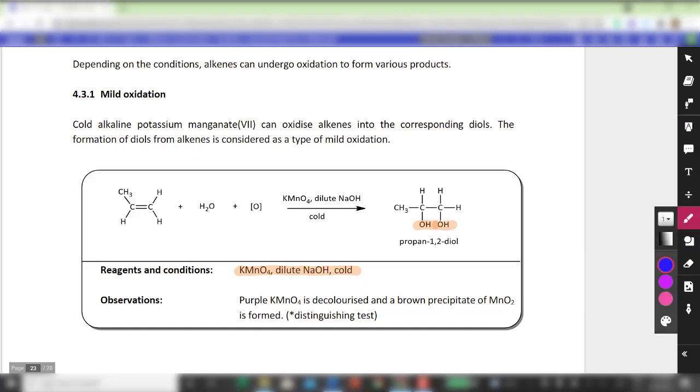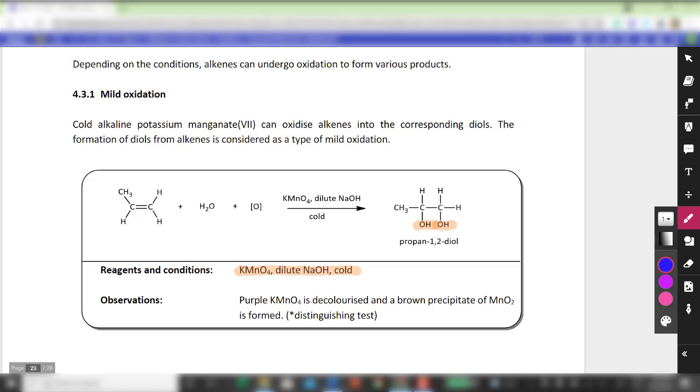Take note that this is not electrophilic addition. I think it's worth mentioning this. This is not electrophilic addition. No doubt the mechanism eventually, if you read beyond H2 curriculum, may involve some form of electrophilic addition. But in general, we don't want you guys to learn it as electrophilic addition. In general, we will call them either mild oxidation or strong oxidation, or what we call oxidative cleavage.